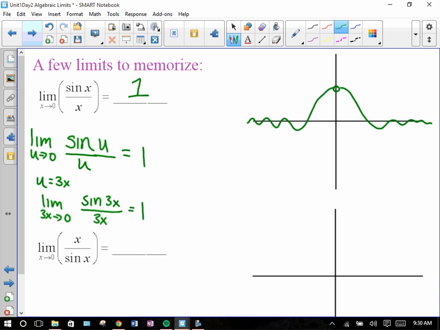Alright. Now, the limit as x approaches 0 for x over sine x is the same thing. It's 1 as well. And you can do the same exact type of thing as we talked about with sine x over x. You can have 3x over sine 3x. It also equals 1. Okay, so you can continue doing that same thing.